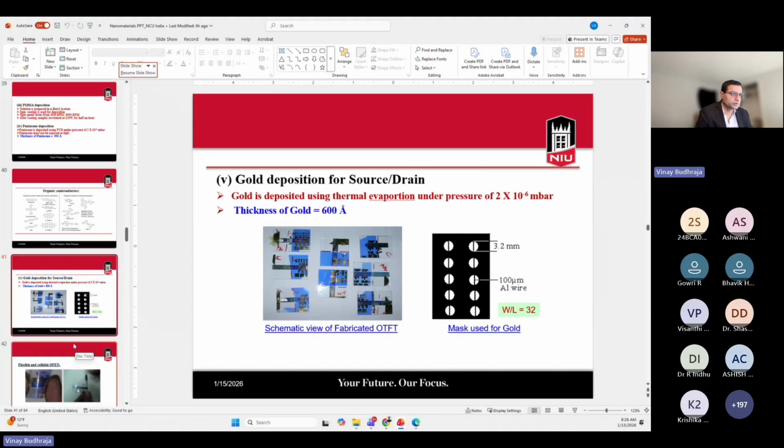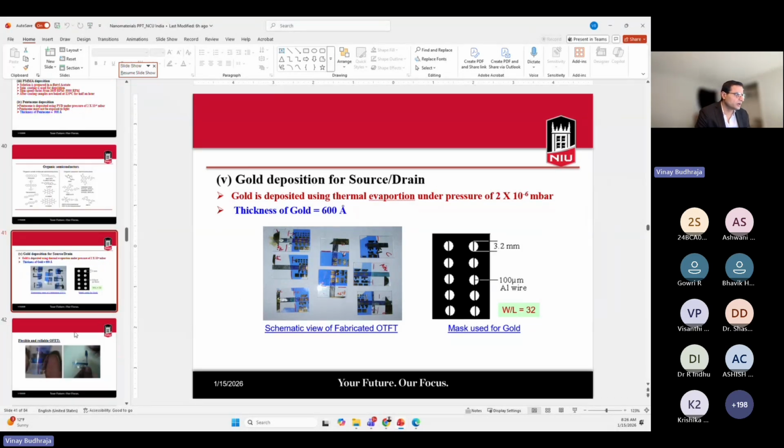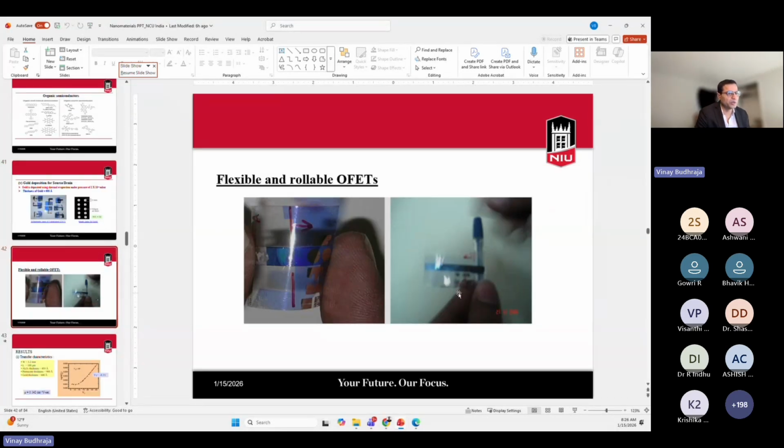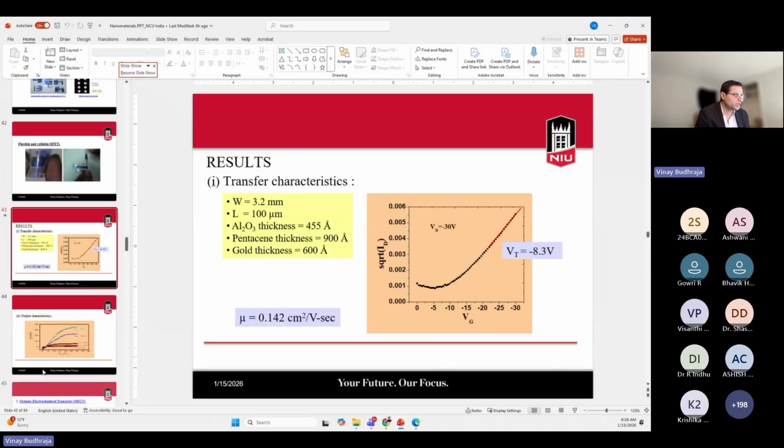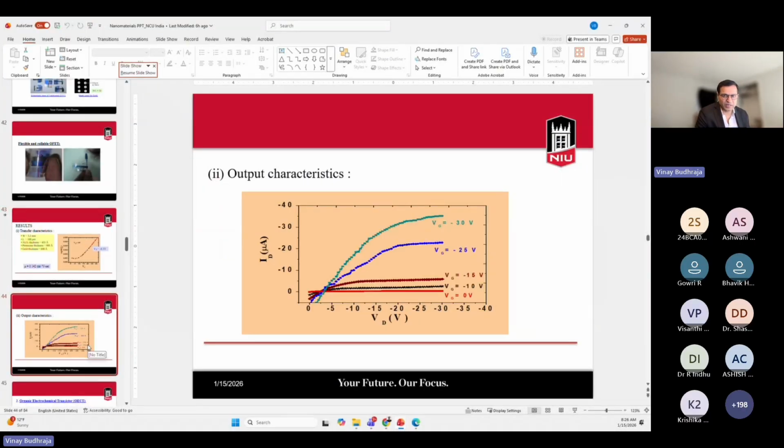Then after pentacene, source, drain are being deposited from the gold, and flexible and rollable devices were fabricated. And this graph shows the transfer characteristics. We estimated the mobility 0.14 and the threshold minus 8.3. And this device works same as the depletion mode MOSFET. This shows the output characteristic.